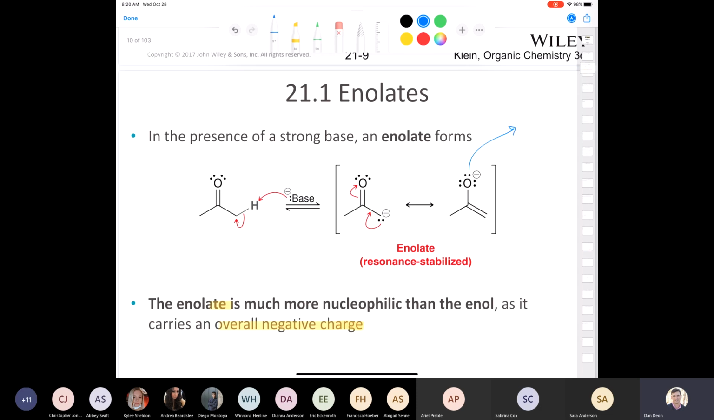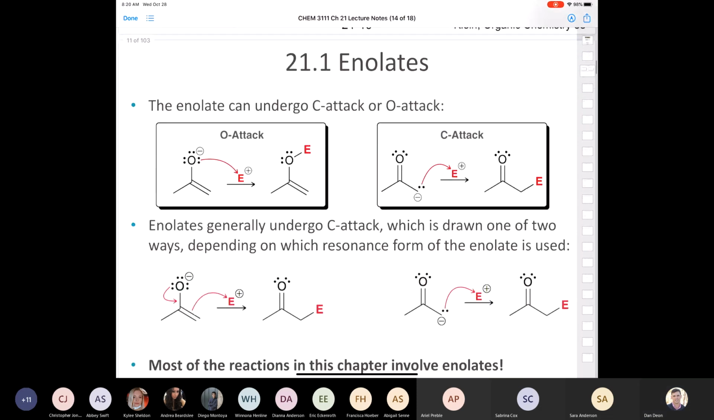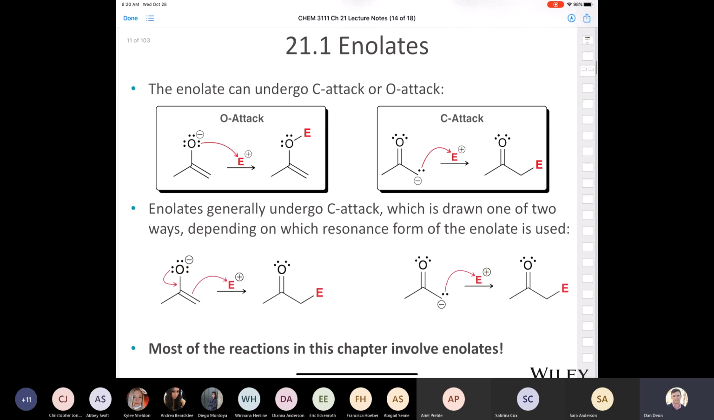Can't that be a nucleophile? The answer is yeah, sure it can be a nucleophile, absolutely. And that is summarized on this slide. Okay, the enolate can in fact undergo carbon attack, which is the first mechanism I drew, or it can undergo oxygen attack, which is what I just drew last.